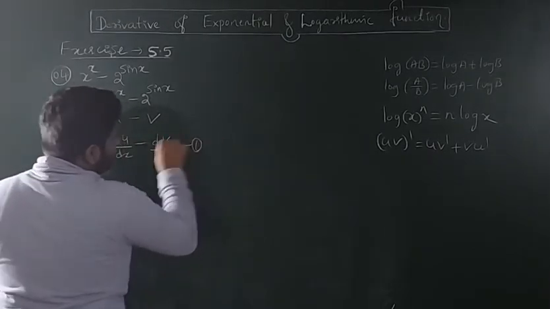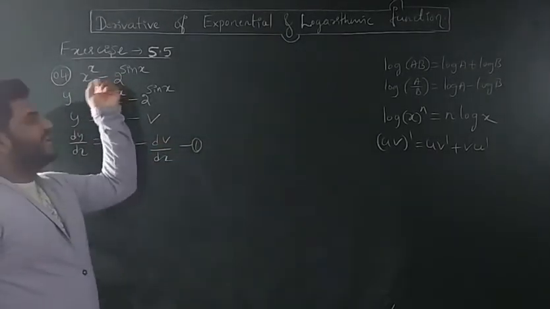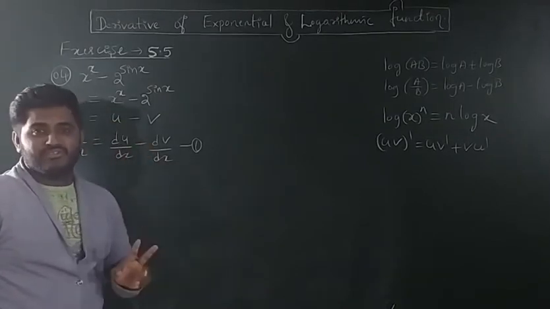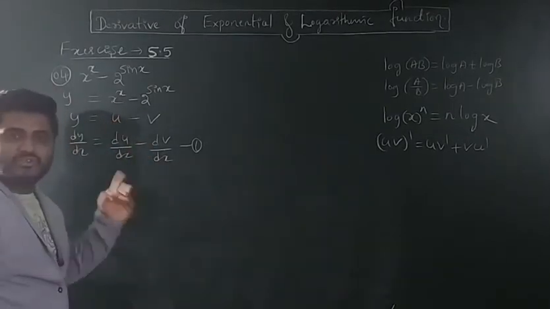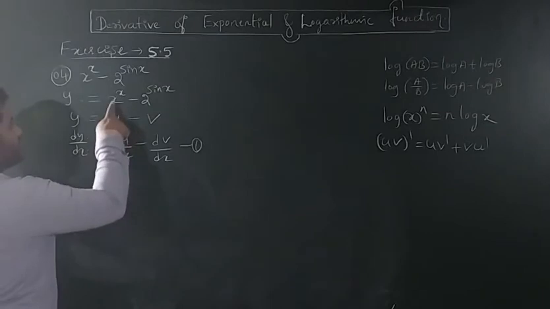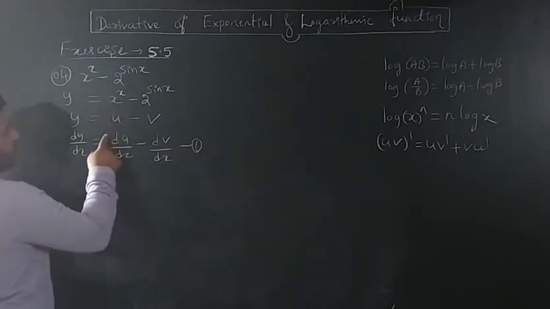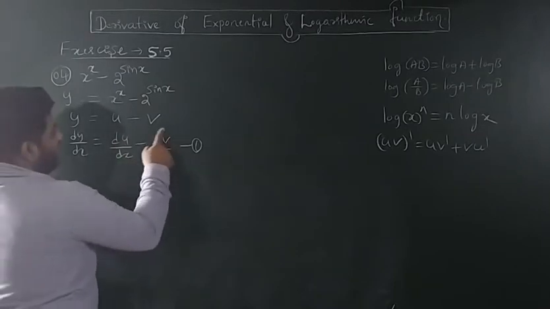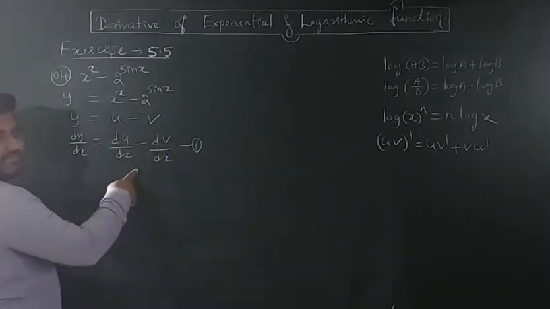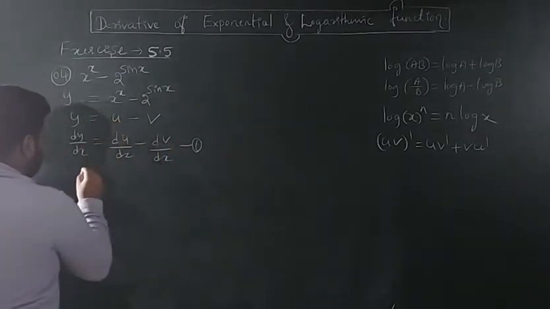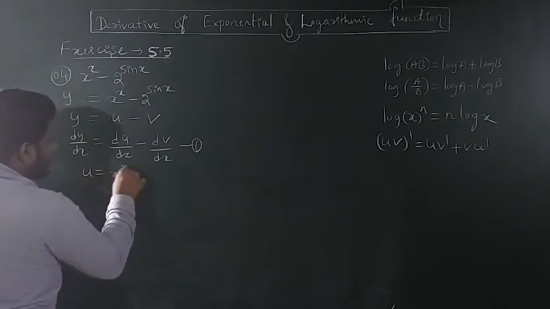So take this as equation number 1. Whenever a minus or plus sign comes in between two functions, at that time you have to proceed through this procedure. So whatever u is there, you write down. Now this is equation number 1. Then we have to find du by dx, then dv by dx, then substitute those values into this equation. So take u equal to x raised to x.